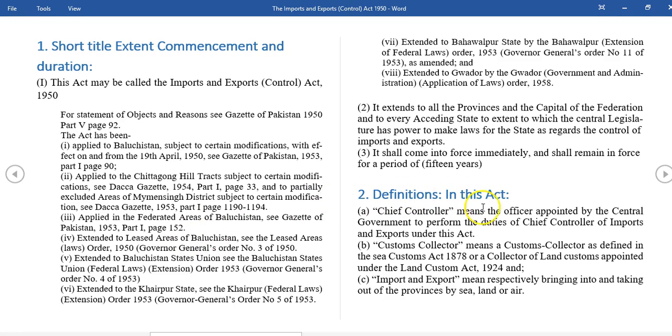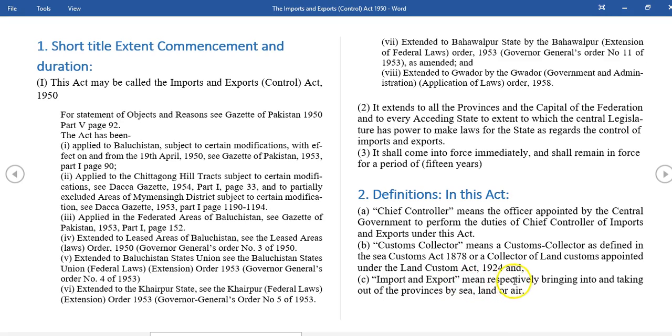In section 2 we have the definitions for this act. We have 3 terms which are defined under this act. One term is the chief controller, the other term is the customs collector, and the third term is import and export.